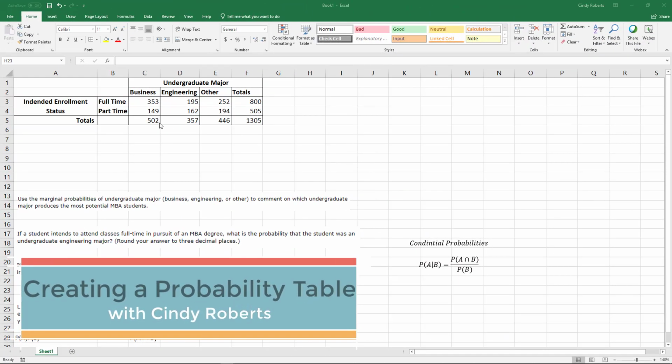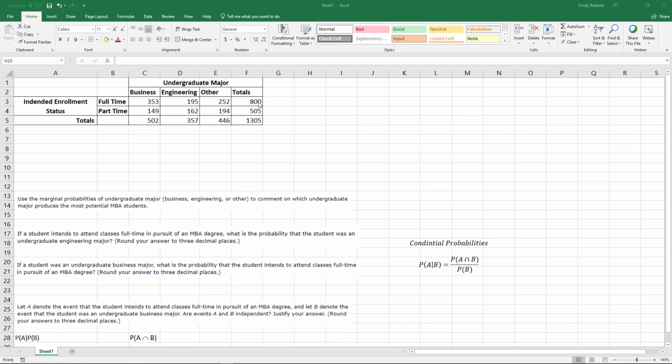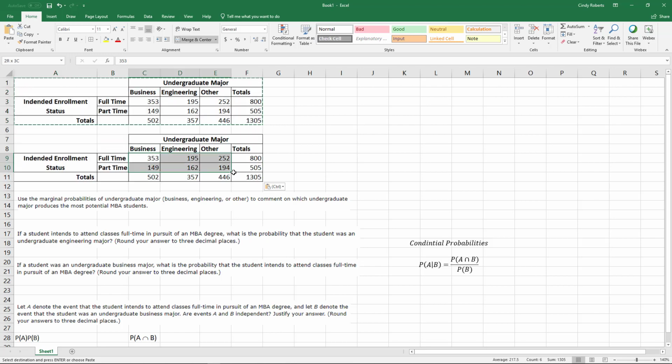Okay, let's say you're given a table and they want you to first create a probability table. To do that, I can just copy all of this and get rid of all the numbers, because I want these to be probabilities. What's nice is that where a cell intersects is the intersection probability. The marginal around the totals is called the marginal probability.